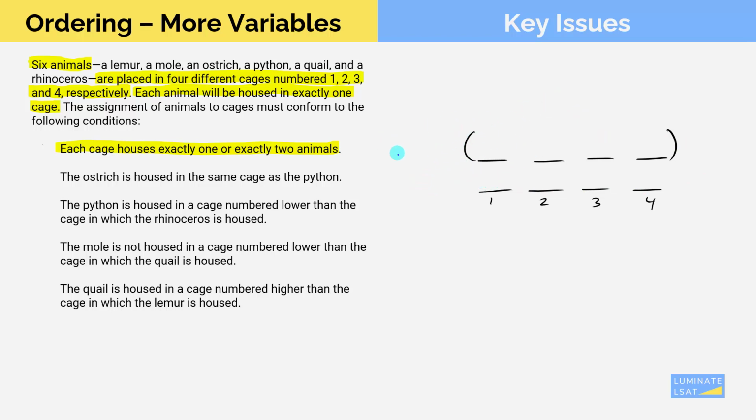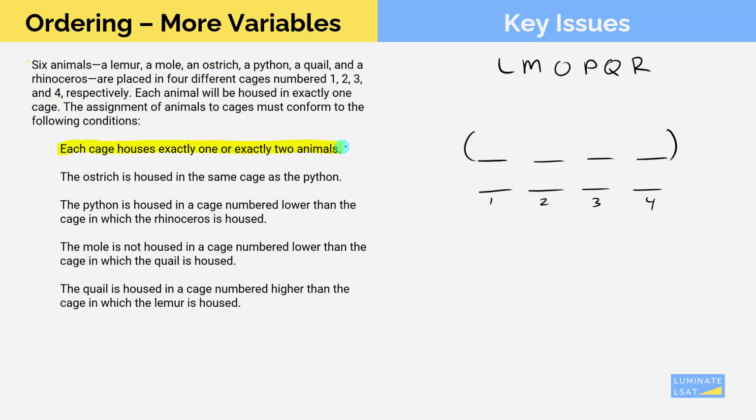What I'm trying to emphasize here is that it is incredibly important that you not forget about this kind of rule and that you do whatever you can to visually represent that in a way that you're not going to forget it. So next I'll go ahead and write my 6 variables L, M, O, P, Q, R. They're each going to go exactly 1 time. And now we'll turn to the rules.